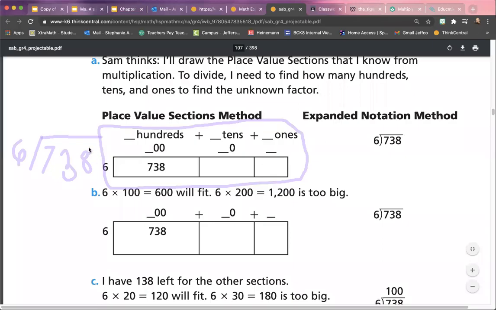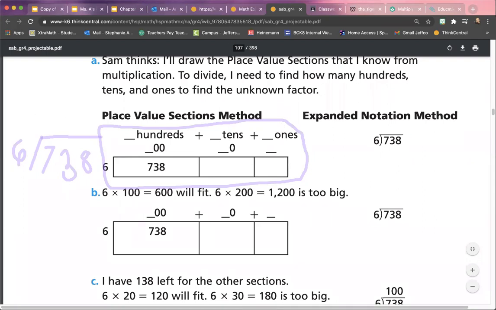So we'll start with it in our regular way, how you will see the problem set up. On occasion in our math lessons, we will see it set up in the area model. Well, they call it the place value sections method. Occasionally you'll see it set up this way.